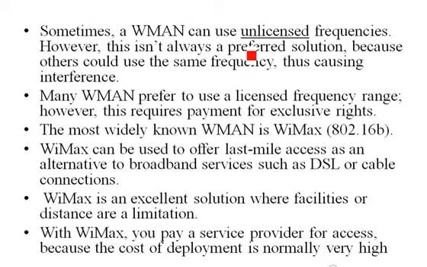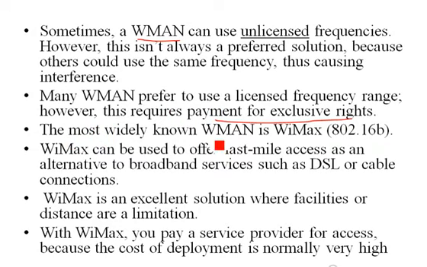Sometimes a wireless MAN can use unlicensed frequency. However, this isn't always a preferred solution because others could use the same frequency, thus causing interference. It has the advantage that you don't have to pay for the frequency, but the disadvantage is that other people can also use the same frequency, so you will have more interference. Many prefer to use a licensed frequency range. However, this requires payment for exclusive right. You have to pay the government and obtain a license to use this frequency. In different countries, there is a different regulatory body.